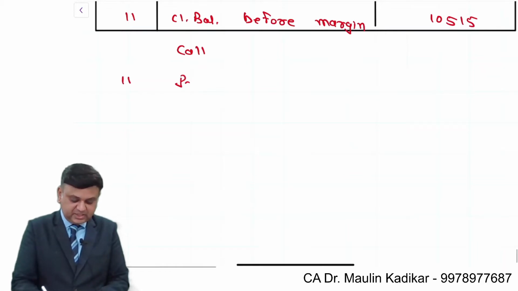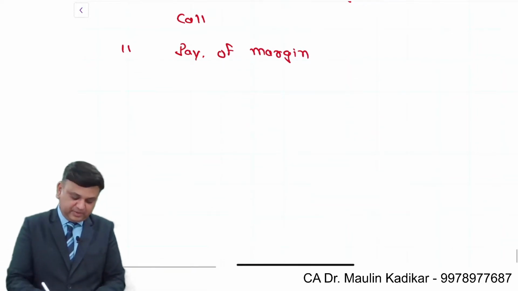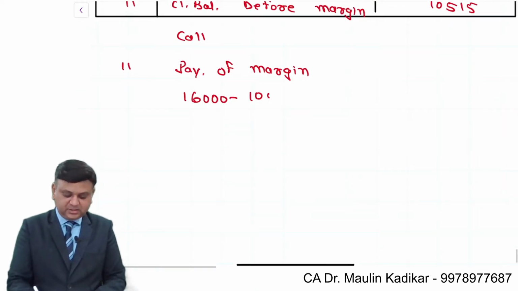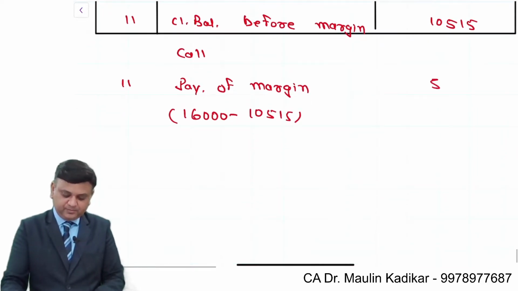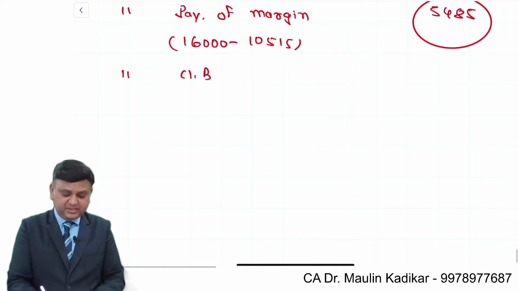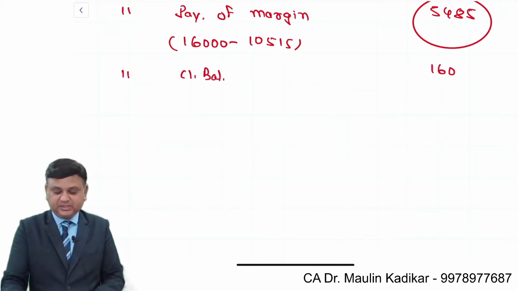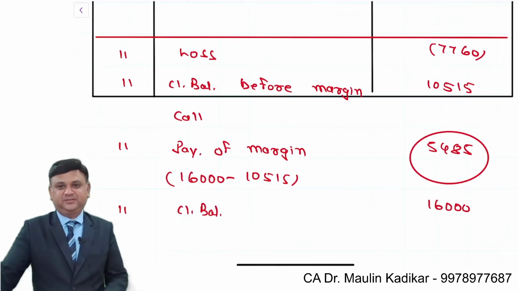So on 11th, there is again payment of margin. What is the amount of the margin to be paid, friends? 16,000 minus 10,515. So that comes to 5,485. That is the amount of the margin which is required to be paid. So on 11th, the closing balance is equal to the initial margin, that is 16,000. Please take down answer.